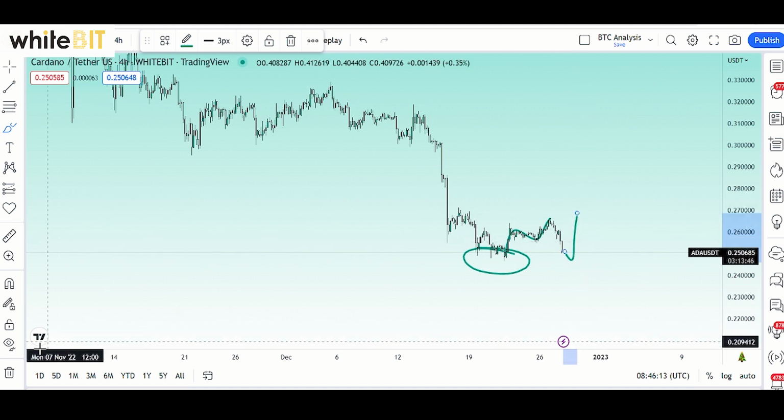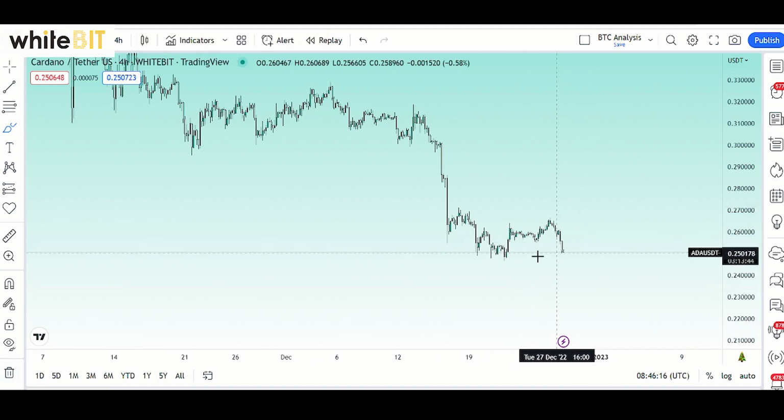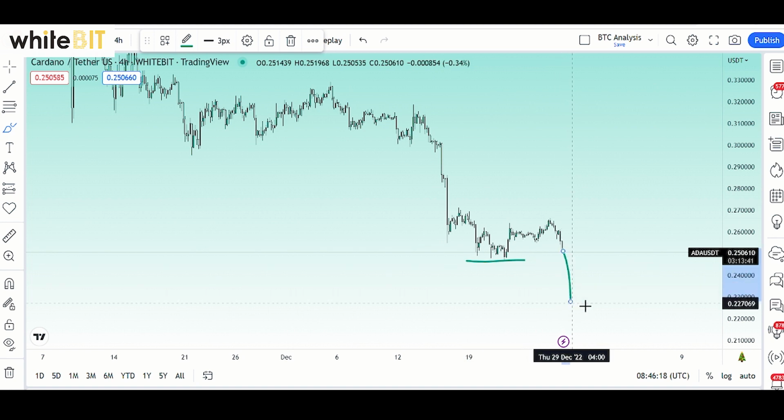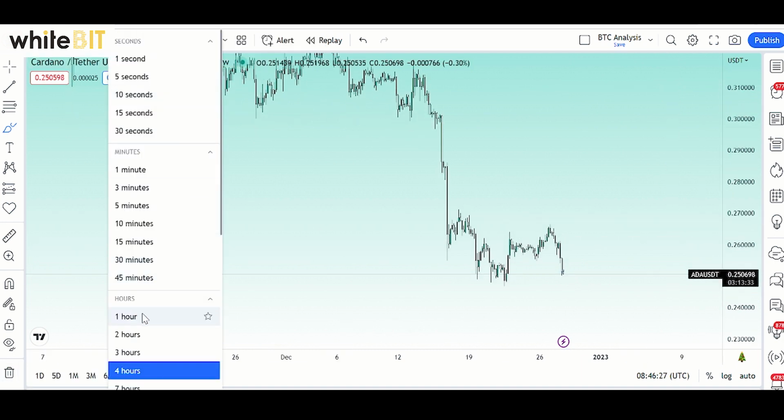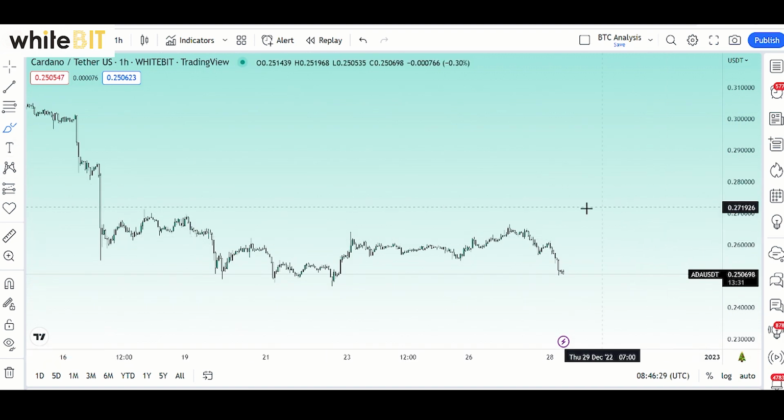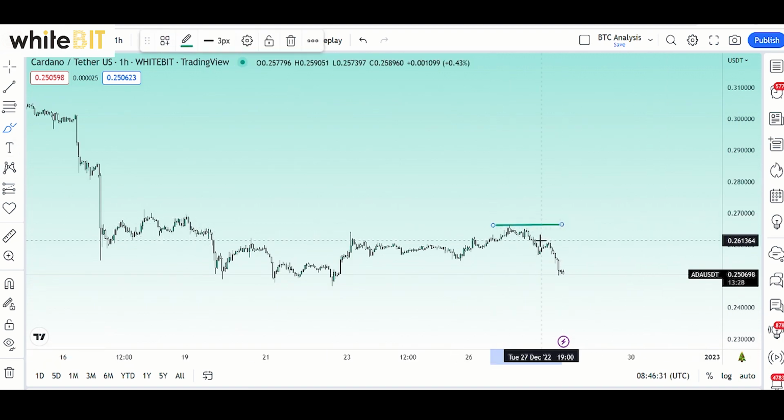I don't want to see, to be honest, this slight lower low, because I think if we break this level, we can see the new dump, a very huge dump. Now Cardano doesn't look like it can break this level. It doesn't look even that it can break this level.